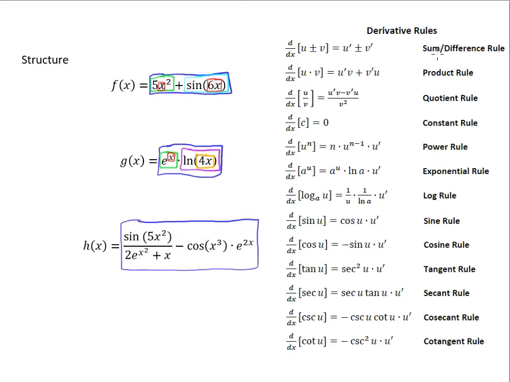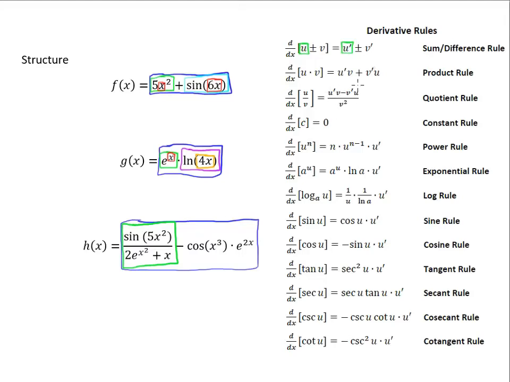So I come up here to the sum difference rule. The sum difference rule says, hey, when I'm subtracting two things, right away I have to take the derivative of the first term. Okay? So I'm going to look at the first term here in h of x. And I ask myself, what rule applies here? This is a quotient problem. It's a division problem. So I'm going to look over here at the quotient rule.